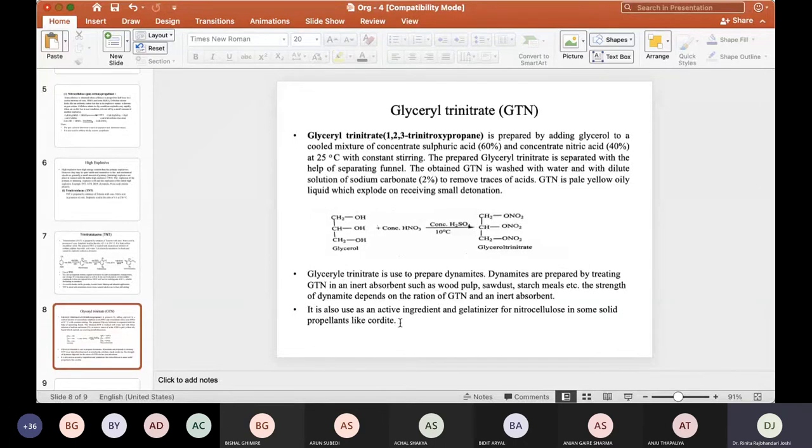It is also used as an active ingredient and gelatinizer for nitrocellulose in some solid propellants like cordite. It is used for preparing cordite, which is made by mixing nitrocellulose and others. So glycerol trinitrate, GTN or trinitroglycerin, TNG: glycerol contains three OH groups, it is an organic compound, and on nitration it gives trinitroglycerol or glycerol trinitrate. It is in liquid form but unstable, and it explodes on receiving small detonations, so it should be handled very carefully. Its main use is for preparing dynamite as well as cordite.